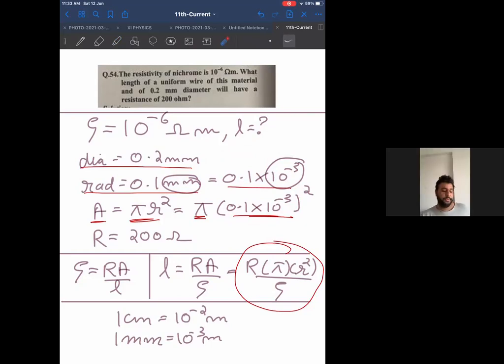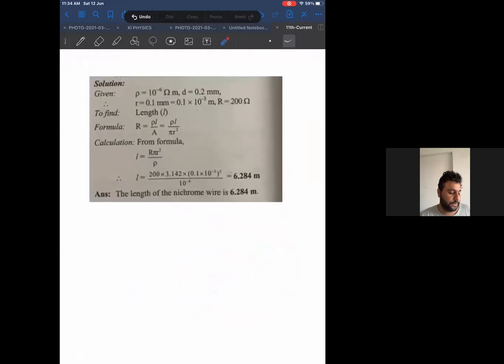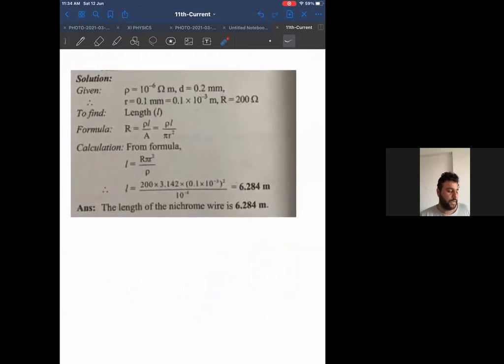Now it is purely substitution. Now the answer, I will show you what they have done. Check what they have done. So if you see, L is equal to R into pi r square by rho. Now what is the value of R? 200. Value of pi, they have taken 3.142 into R square.